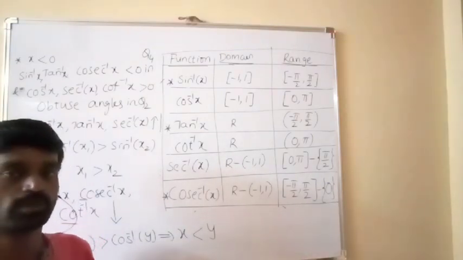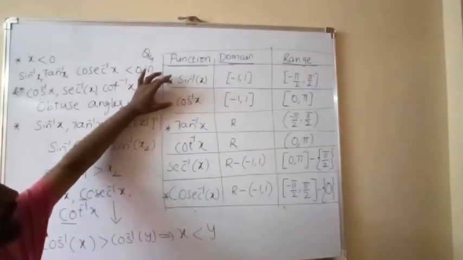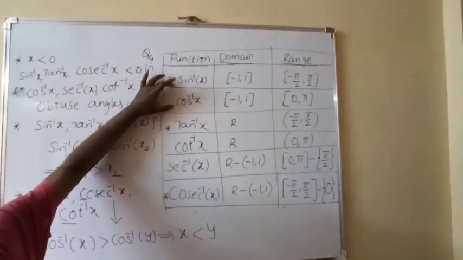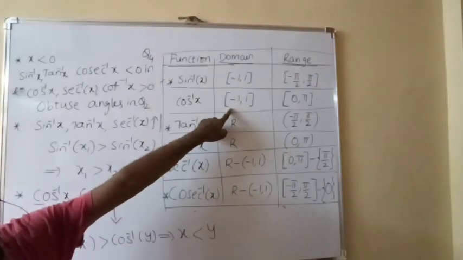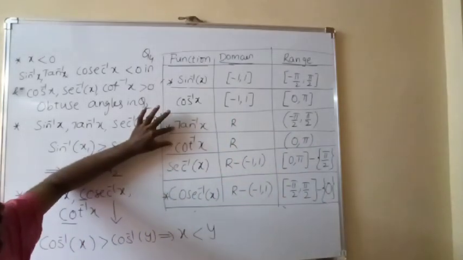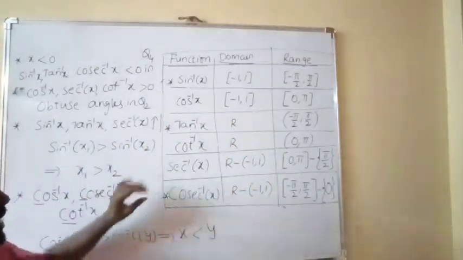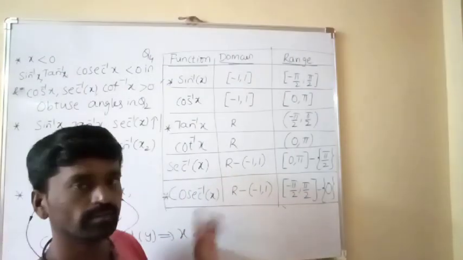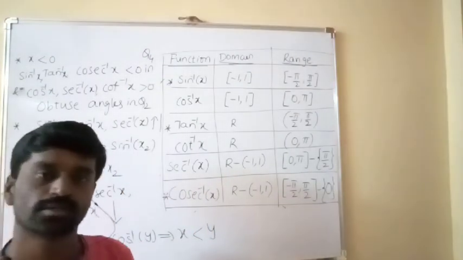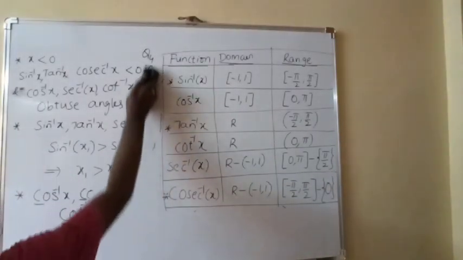After this property, next property, pi by 2 property. So what are the pi by 2 properties? Sine inverse x plus cos inverse x is what? Pi by 2, only when x belongs to closed interval minus 1 comma 1. And tan inverse x plus cot inverse x is what? Pi by 2. What is the domain? R. Secant inverse x plus cosecant inverse x is equal to what? Pi by 2. What is the domain? R minus open interval minus 1 comma 1. So after that, next property, 1 by x properties.